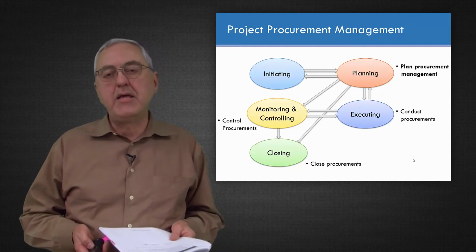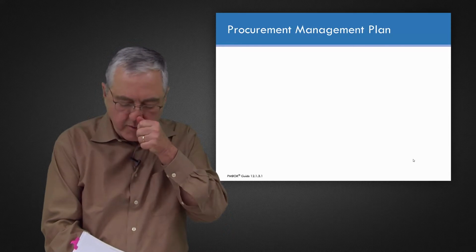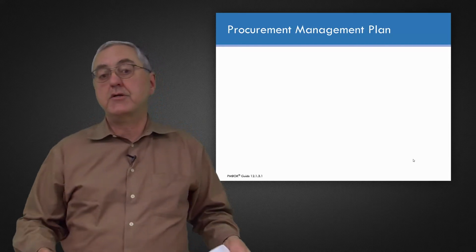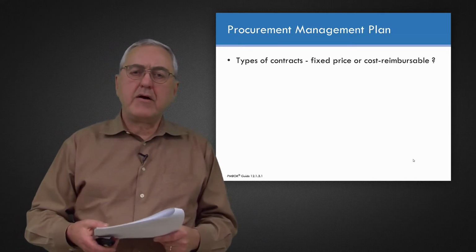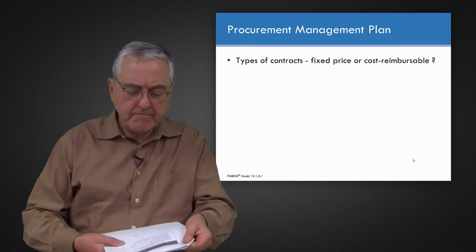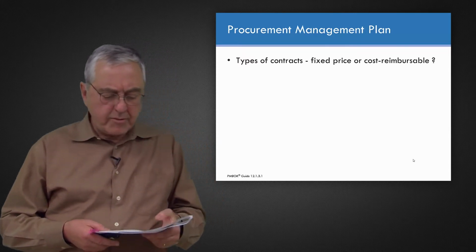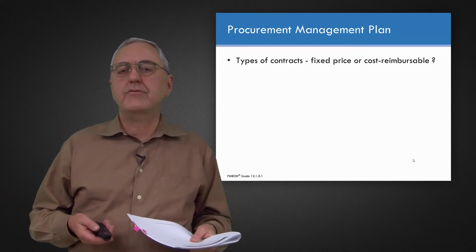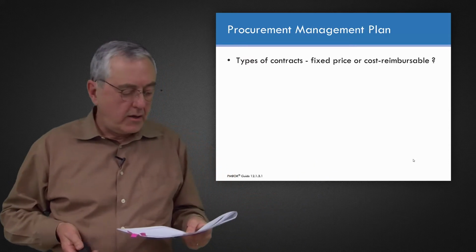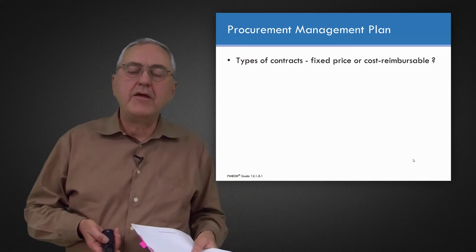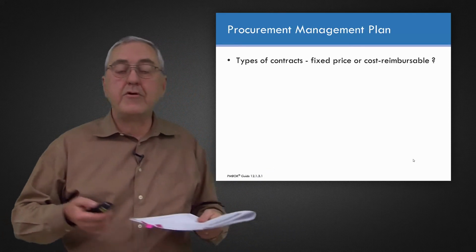Now let's see what that means. Let's look at the components of the output of plan procurement management, which is the procurement management plan. So we're going to give some thought to types of contracts. Let's use an example: you are the project manager, and your company wants to renovate an office. In fact, a whole floor in an office building. You're going to be thinking about what type of contracts you are going to use with your designer and with your contractor.